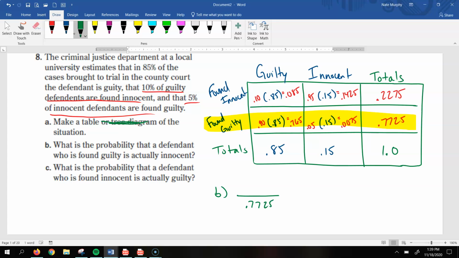So we have 0.7725 in our denominator. Our numerator is going to be the intersection of what we're looking for. What is the probability that a defendant who is found guilty, out of those found guilty, is actually innocent? Those that are innocent are right here. That wasn't a good color to use because now I can't see it, so let me do green instead. There we go. The intersection, what they have in common, is that 0.0075. That's where they're innocent but found guilty, so we put that in the numerator.